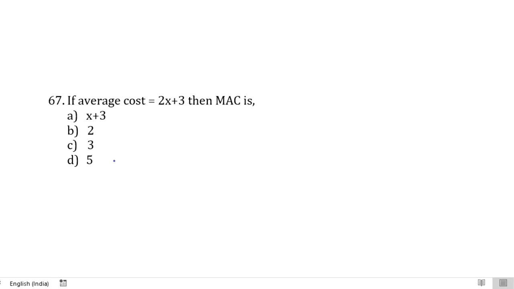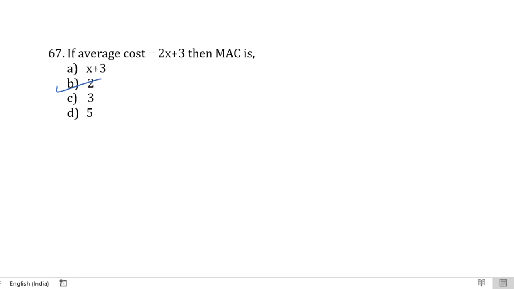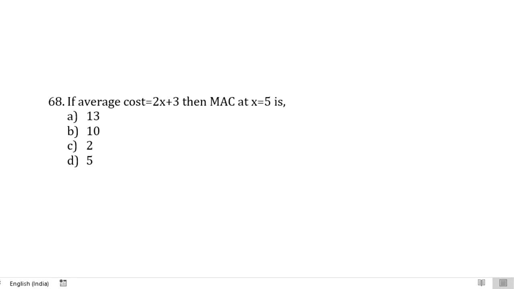The marginal average cost, it is 2x plus 3, the derivative. Derivative of 2x is 2, derivative of 3 is 0. So answer is 2. I just have to remember the formula well. The concept should be clear, and it takes hardly a fraction of seconds to solve such kind of questions.